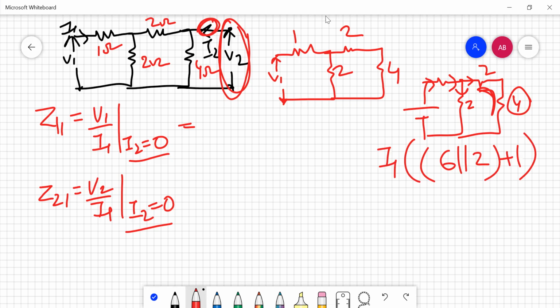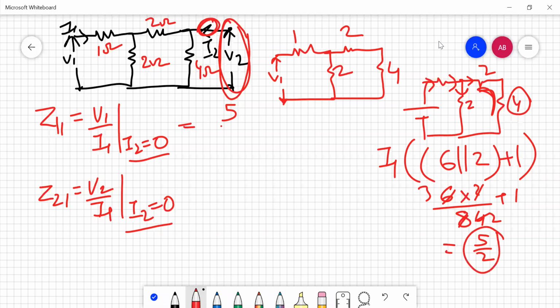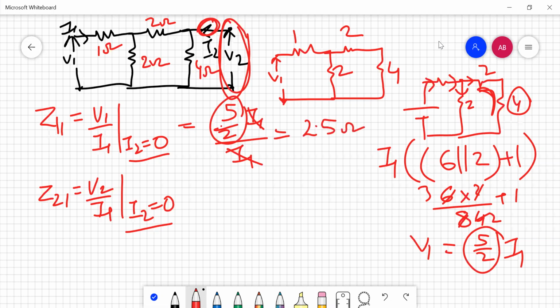So let's solve the value of V1. After solving this, the total value is coming out to be 5 by 2 into I1 as the value of V1. So I'm going to put over here 5 by 2 I1 divided by I1, which will give me the value of 5 by 2. That can also be written in decimal form as 2.5 ohms. Now we have to find the value of Z21, and again you have to check that our output V2 side is open. If the V2 side is open, just extend the terminals like this.